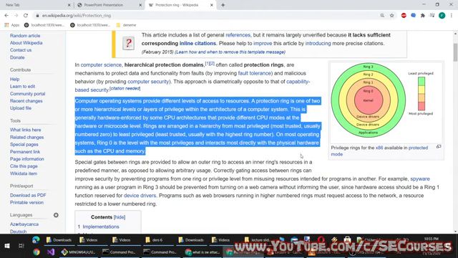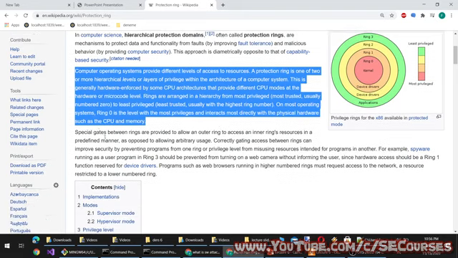Computer operating systems provide different levels of access to resources. A protection ring is one of two or more hierarchical levels or layers of privilege within the architecture of a computer system. This is generally hardware enforced by some CPU architectures that provide different CPU modes at the hardware or microcode level. Rings are arranged in a hierarchy from most privileged, most trusted, usually numbered 0, to least privileged, least trusted, usually with the highest ring number. On most operating systems, ring 0 is the level with the most privileges and interacts most directly with the physical hardware such as the CPU and memory.